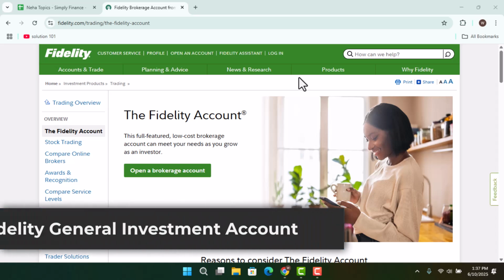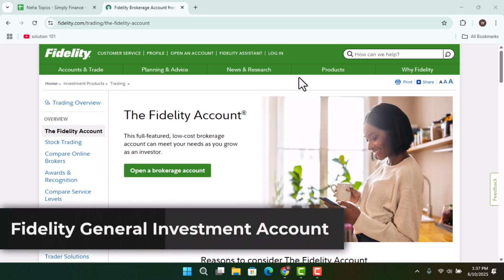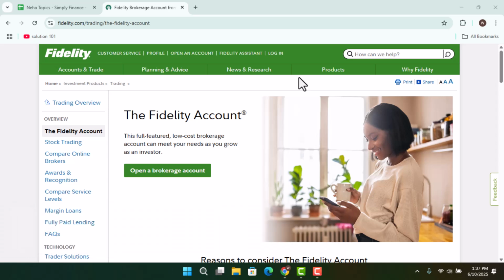Everybody, in this video I'll let you know what a Fidelity General Investment Account is. A Fidelity General Investment Account, or GIA, is a savings account where you can hold various investments, but unlike a Stocks and Shares ISA, it is not tax-free. This means the return you earn from your investment will be subject to capital gains tax and dividend tax as well. A GIA allows you to invest your money in a variety of assets like stocks, bonds, and funds.